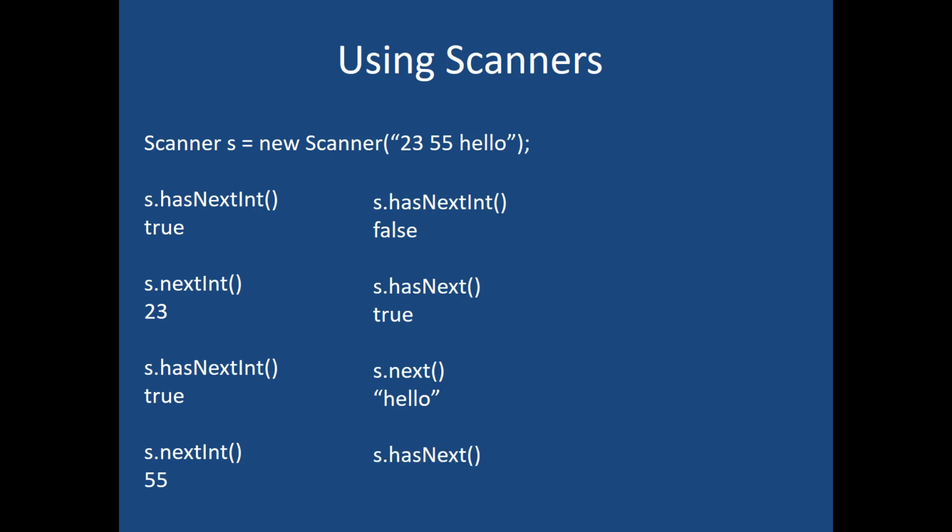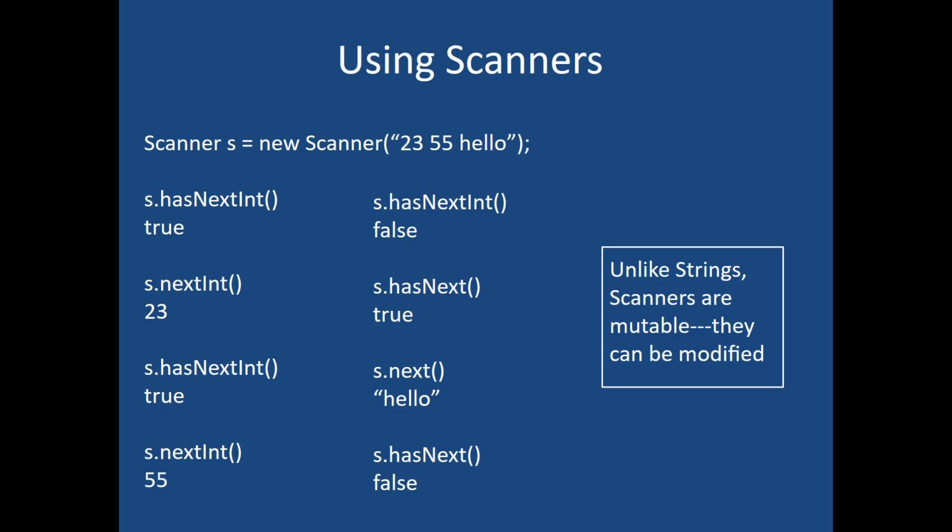What happens when we ask, is there a next token after we've gotten hello out of the scanner? Yeah, it's going to say false because the internal string is now empty. So this fact that scanners can be changed, the term is mutable. Scanner objects are mutable. You can operate on them and change them. Strings are immutable. There's nothing you can do to a string to change it. You can't go in and replace a character in a string. All you can do is make a copy, and that's slightly different.